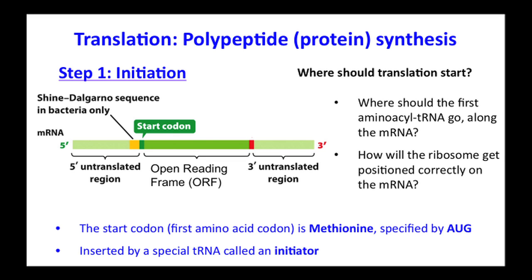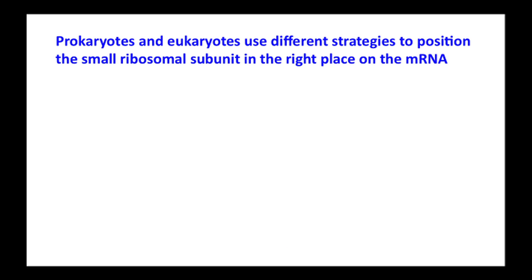Note that Shine-Dalgarno sequence in bacteria because we're going to be coming back to that. Prokaryotes and eukaryotes use slightly different mechanisms to get the ribosome over that first start codon and put it in the right place on the messenger RNA.